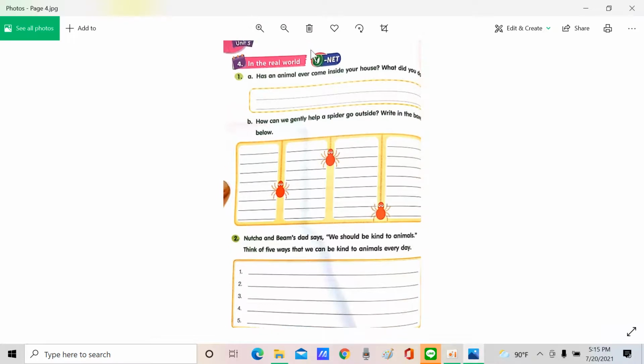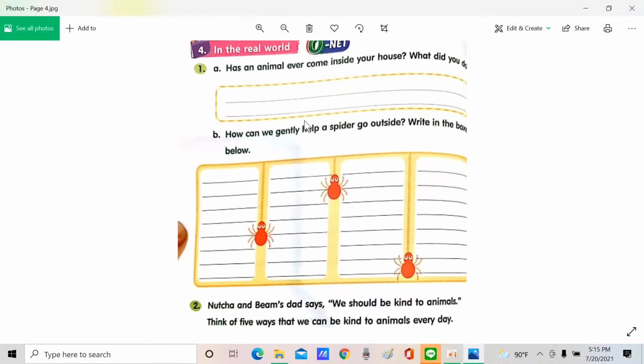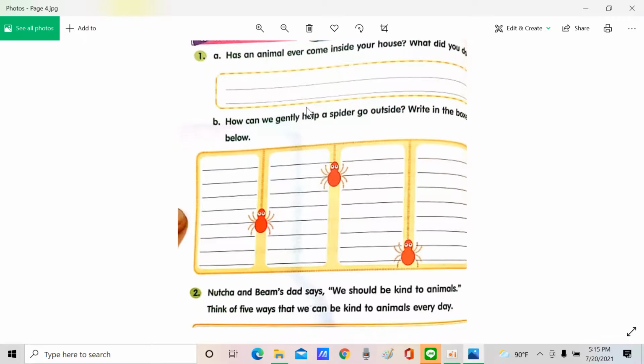Okay? So, first question here is, has an animal ever come inside your house? Do you remember any strange or scary animal that came inside your house? Except the bird or the cat, because it's normal. They are pets. They are house animals. Except for house animals, other animals. Have you experienced that some scary animals, strange animals got inside your house? And then what did you do?